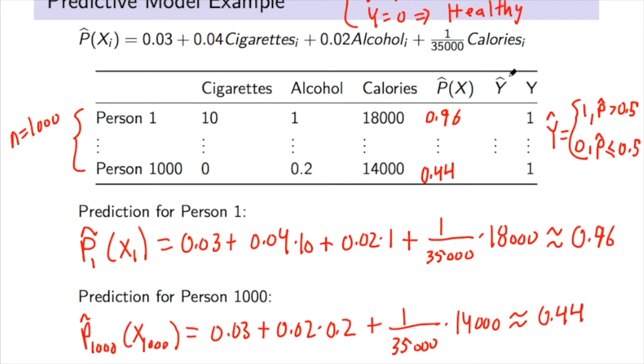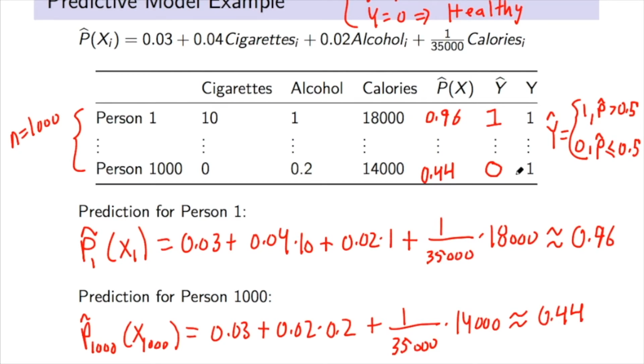So in this case, for the first person there's a 96% chance, according to our model, that they're unhealthy. That's more than 50%, so we're going to predict they're unhealthy. Now for the last person, there's only a 44% chance, according to our model, that they're unhealthy. So we're going to put a 0 here. That we're going to predict that this person is healthy. Now you can see that for the first person, our prediction is correct, but for the last person, our prediction is actually wrong. The last person is actually unhealthy, but we predicted them to be healthy. So we're incorrect for the last person.